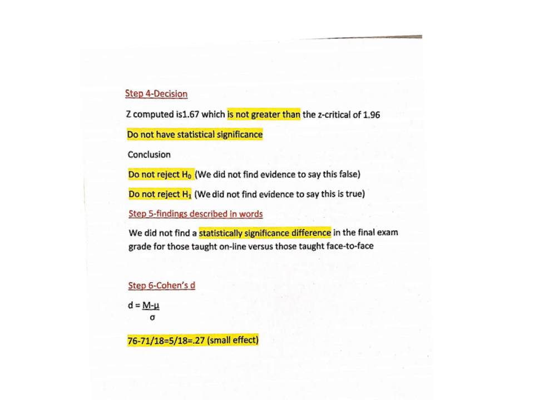Then we go ahead and compute Cohen's d. Remember, Cohen's d is our effect size. How large is our effect? In order to do this, we take away n. We're just looking at the sample mean minus the population mean divided by the variability, because n can be used to manipulate the treatment effect. So we're going to get rid of n. We have 76 minus 71 divided by 18, which equals 5 over 18, which gives us 0.27.